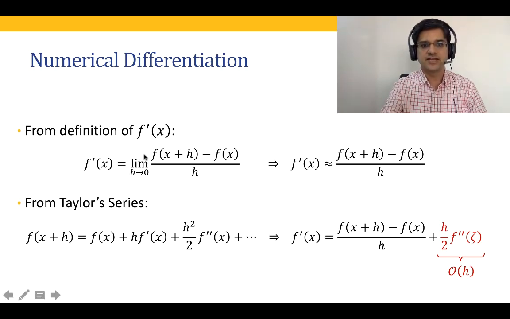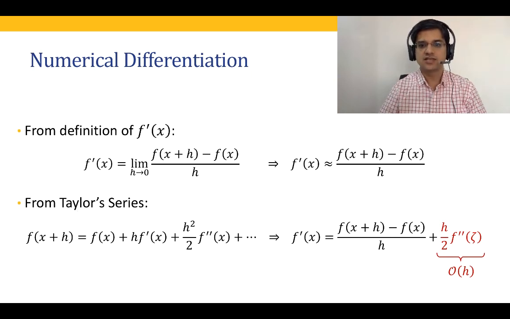So instead of limit h tends to 0, in the finite precision machine, we can calculate f dash of x approximately as f of x plus h minus f of x, the whole thing divided by h. This also can be derived from Taylor's series. This is something that you would have done in your 12th grade or your first year math class.